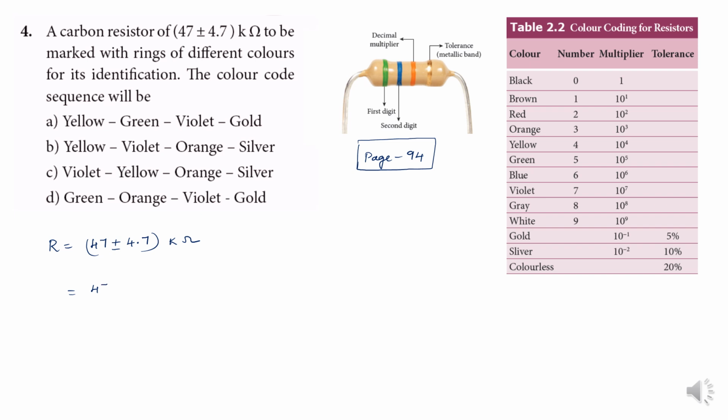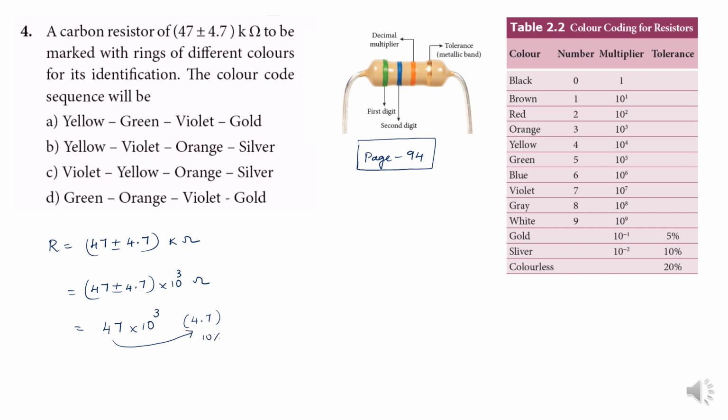So this is 47 plus or minus 4.7 into 10 power 3 ohms. Plus or minus this 4.7 is the tolerance. So without tolerance I will write it as 47 into 10 power 3, and the tolerance is 4.7. 4.7 is actually 10% of this total resistance value. This is 10% of this value.